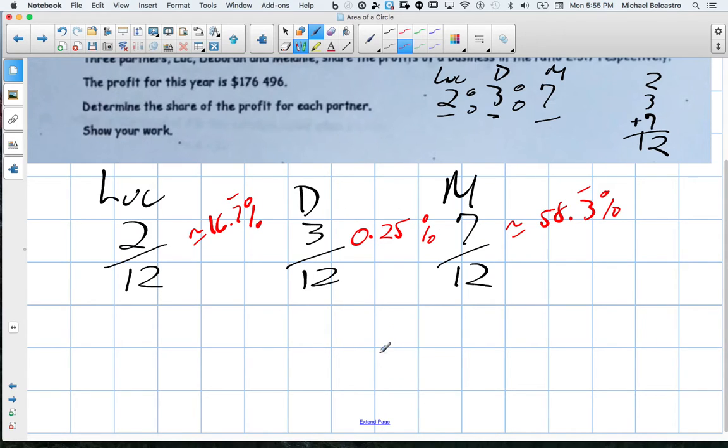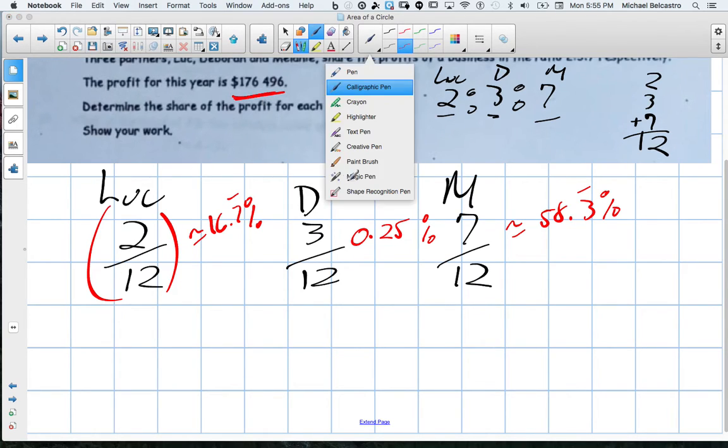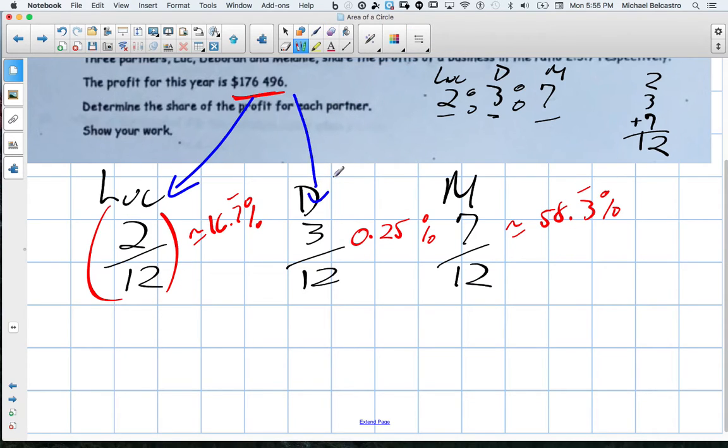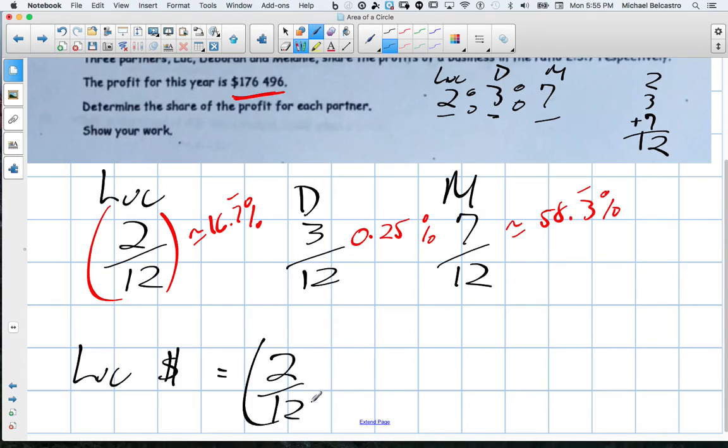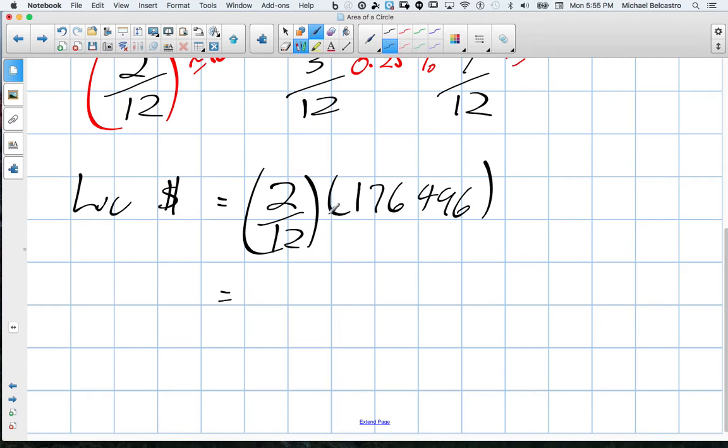Those percentages could be rough. Maybe they're easy for you to work with, but I want to be very, very exact when I do this. So I'm going to use my fractions instead of multiplying by the percentages. How do we do that? We take the total profit and multiply it each time by the fractional share. So to calculate Luke's, Luke's money is equal to his fraction, 2/12, times the total profit, $176,496. And we can take a calculator to work this out.